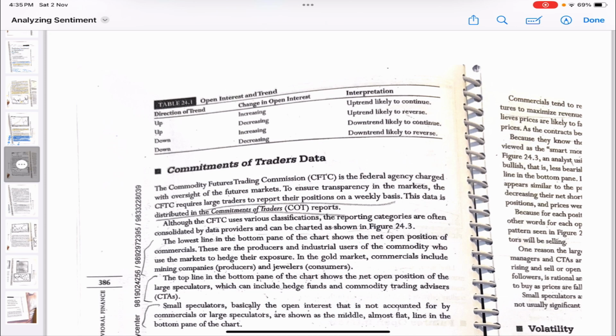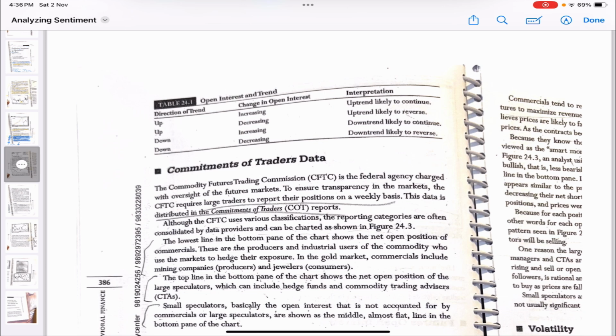The direction of the trend is right now up. There is an uptrend in the market, and the open interest is also increasing, which means that the price is rising and the open interest is rising, which means that the uptrend is going to continue. Then again, if the price is uptrending and the open interest is decreasing, the uptrend is coming to a halt and it can most likely reverse.